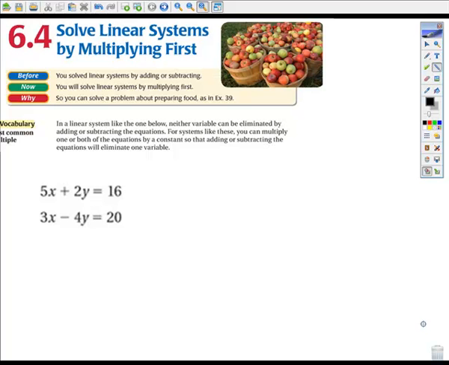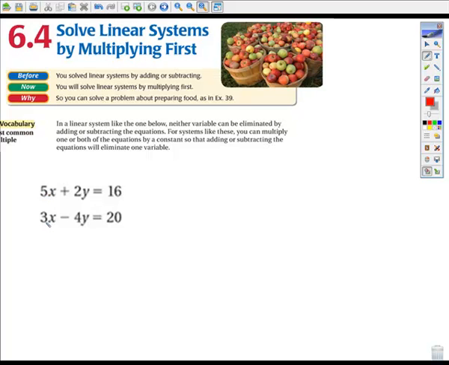Lesson 6.4 is solving linear systems by multiplying first. So basically it's still the elimination method, only we have to manipulate it by multiplying so that we can go ahead and create the elimination. So here we have the system 5x plus 2y equals 16, 3x minus 4y equals 20. The first thing I look for is, are any of the terms multiples of the other? And by the terms, I'm really only looking at the variable terms in these equations.